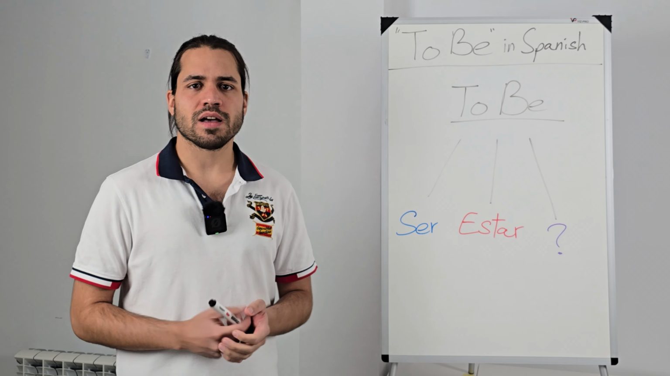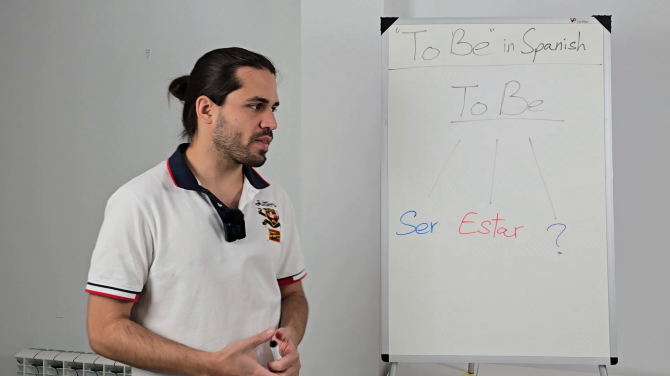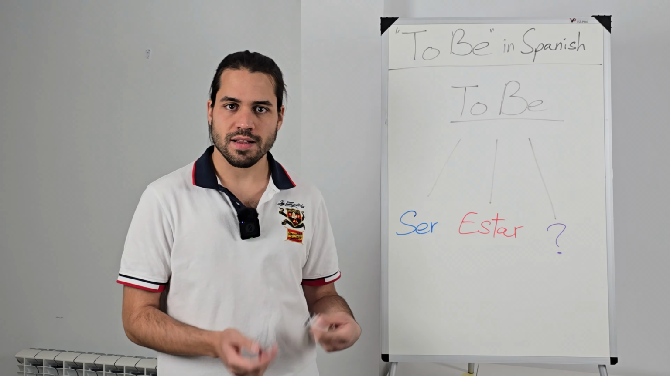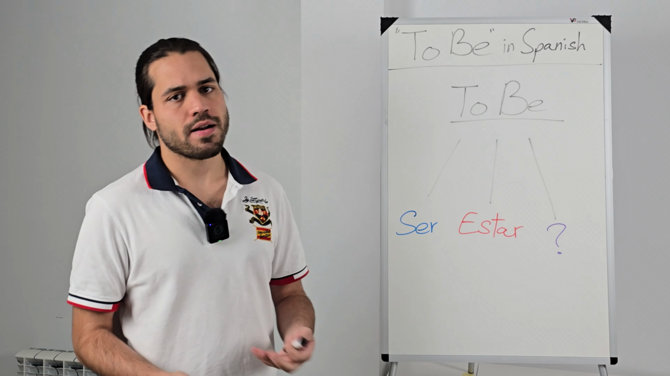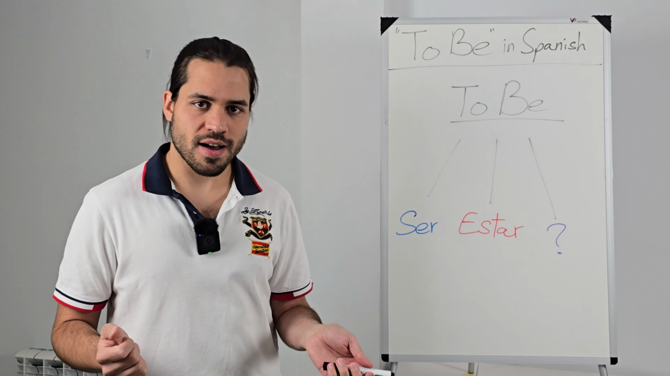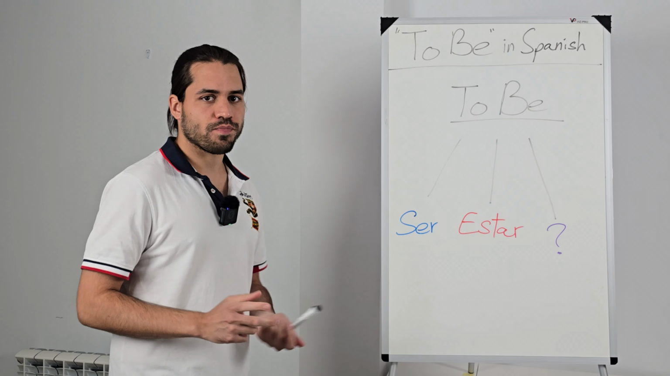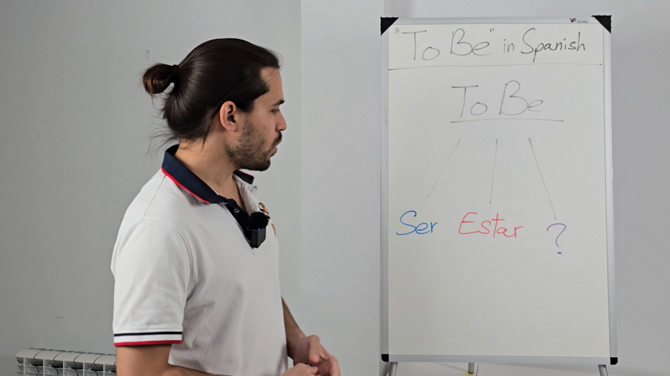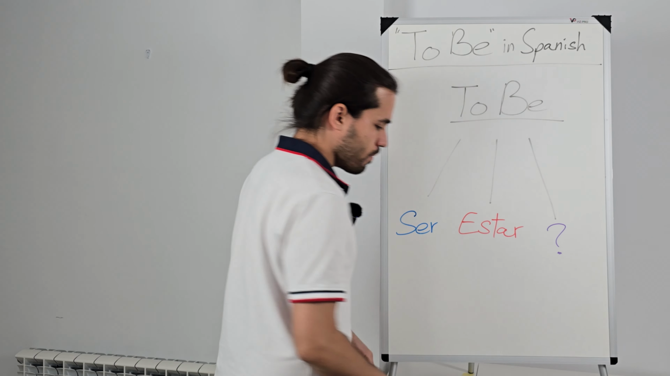Ser is like a more permanent state of being, right? So something that's kind of always going to be the case. That's how a lot of people like to describe it. Estar is like a temporary state of being. Like one moment it is, the next moment it's not, right? It is now, it's not going to be later on type deal situation. So, with that out of the way, let's start with ser.